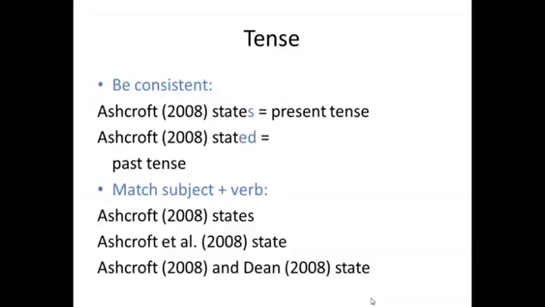So for example, Ashcroft is one source, one author. Ashcroft states. Whereas Ashcroft et al. is Ashcroft and her colleagues, so it represents they. They state, without the S. If you have different sources such as Ashcroft in 2008 and Dean in the same year, it also represents they. They state.